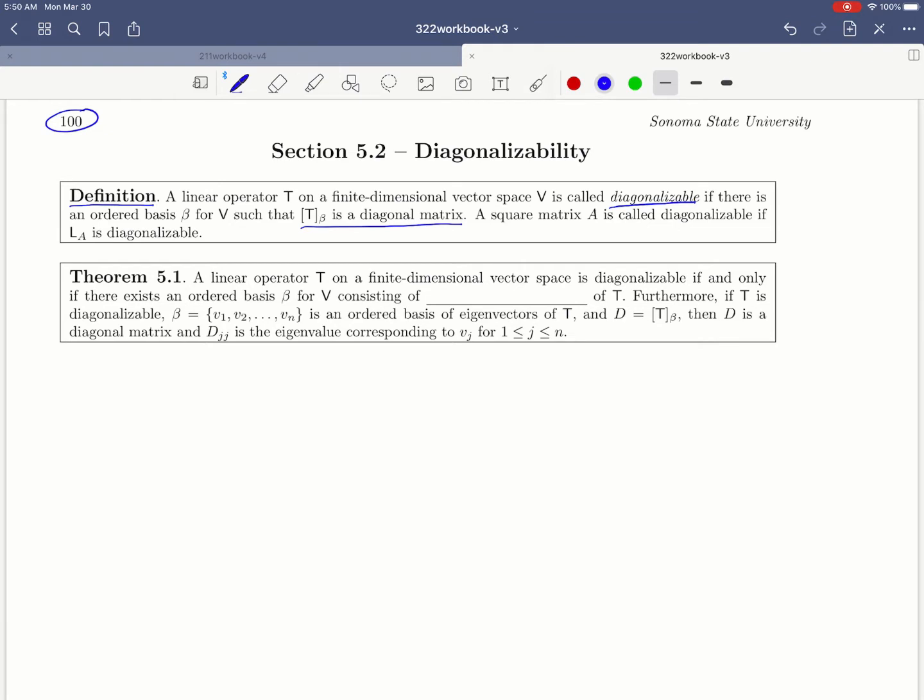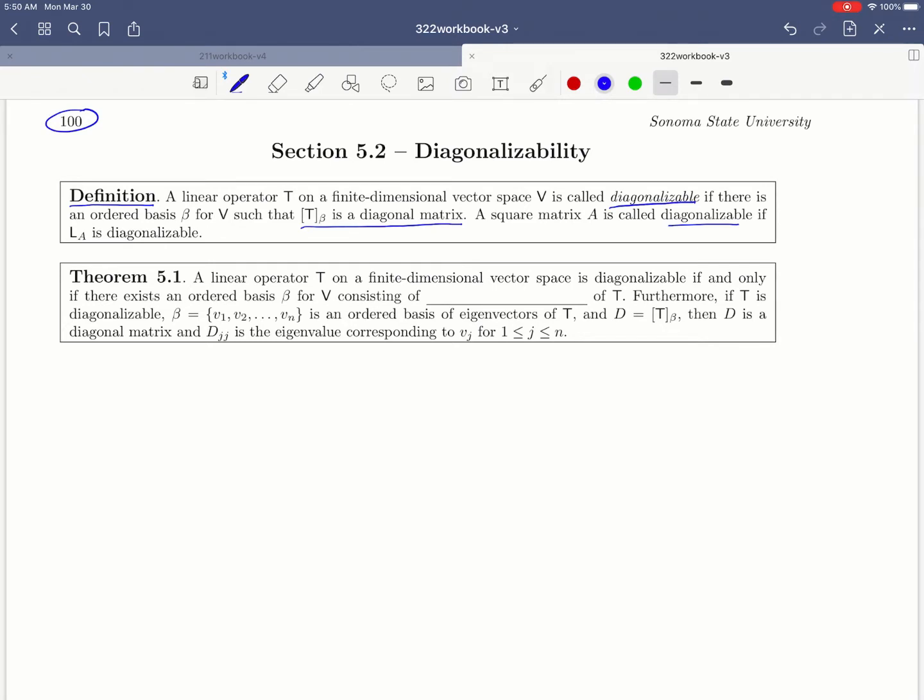And what is a diagonal matrix? Well, it's a matrix that has zeros everywhere except on the main diagonal. So it's a really simple matrix in the sense that it's got lots of zeros in it. We'll make a similar definition for a square matrix A. We'll call that matrix diagonalizable if the linear operator LA, left multiplication by A, is diagonalizable.